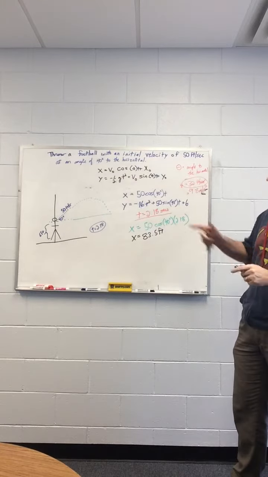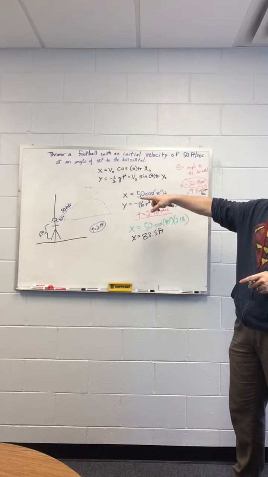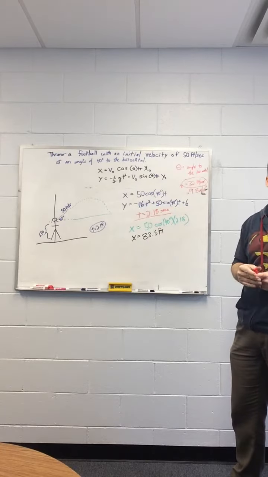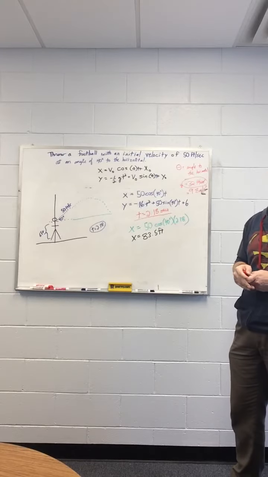So there we go. I throw the ball at a 40-degree angle from an initial height of 6 feet with an initial velocity of 50 feet per second. The ball stays in the air for 2.18 seconds, and it travels 83.5 feet horizontally.